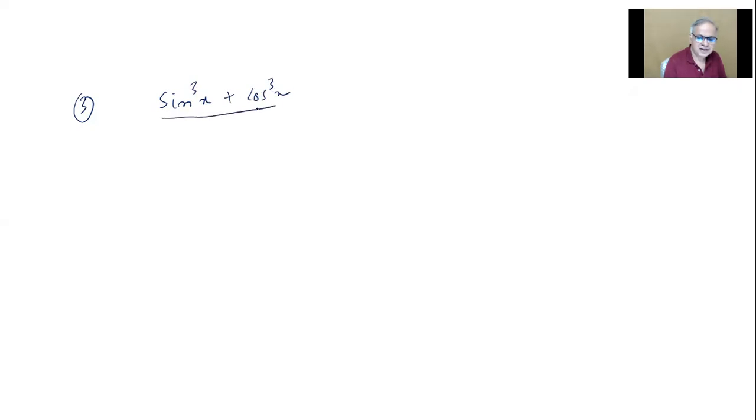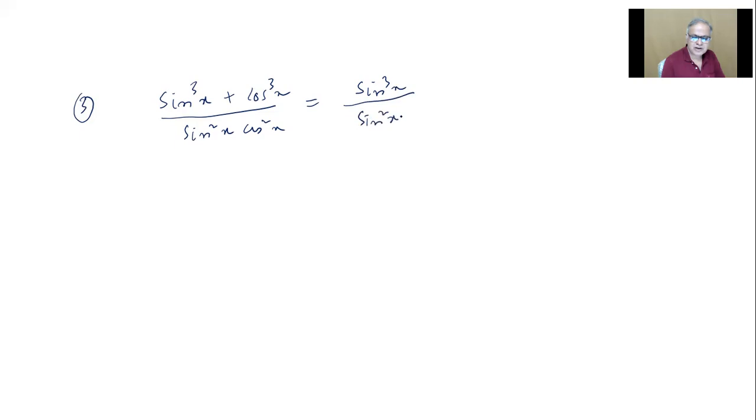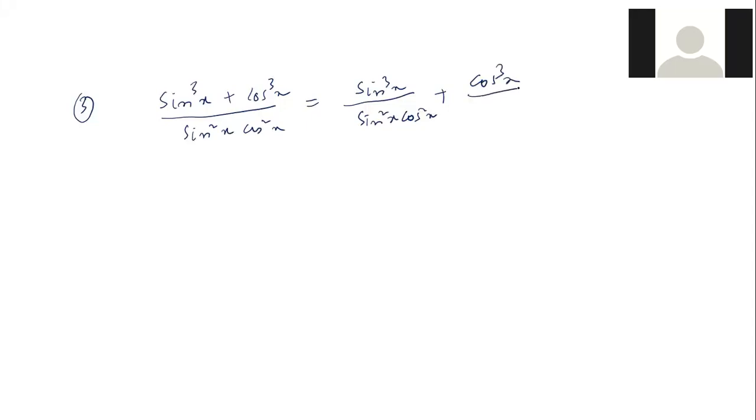The third question is the integral of (sin cube x plus cos cube x) by sine square x cos square x. First of all, simplify this function. It becomes sine cube x divided by sine square x cos square x plus cos cube x by sine square x cos square x.